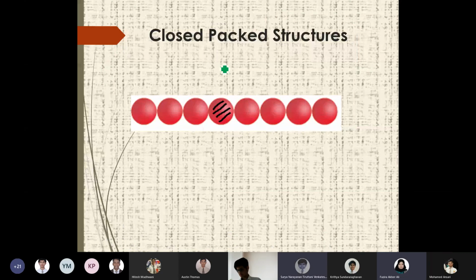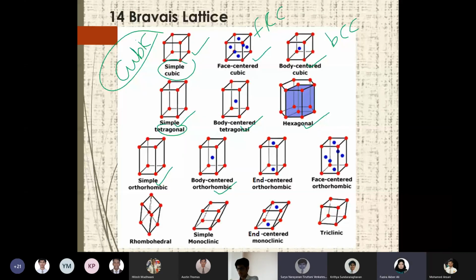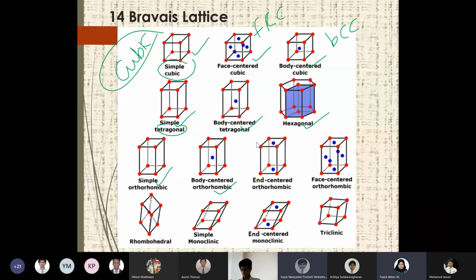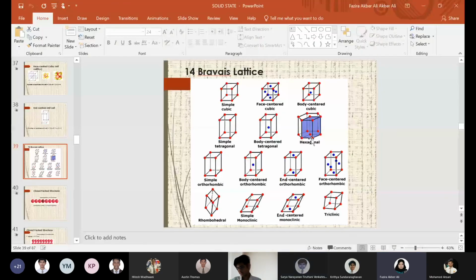Which all types will we be learning? That's only what we discussed: simple cubic, BCC and FCC. End centered is actually a modification of FCC, right? Because out of the 6 faces, only 2 have particles at the center of the faces.